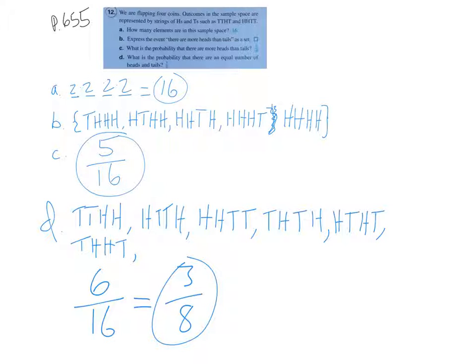So the event we were focused on here in part C was more heads than tails. Don't forget, it can be tricky. This was 3 heads and 1 tail, but also all heads. All of these are outcomes where there are more heads than tails, 5 different ways. And then equal number of heads and tails. That means 2 heads and 2 tails, all the different ways you can shuffle around your 2 H's and 2 T's. We came up with 6 of them, so you get 6 out of 16 or 3/8.